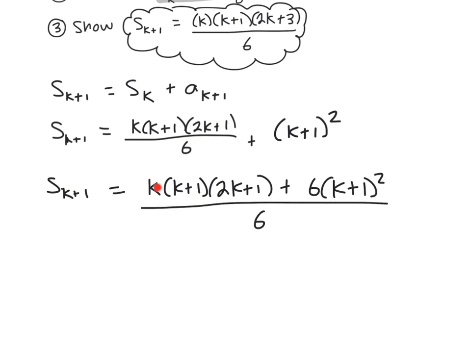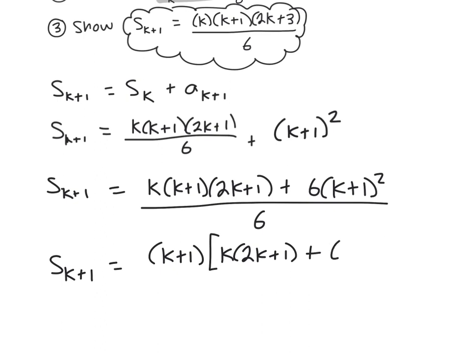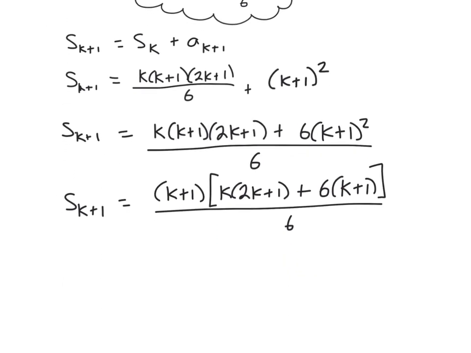So from here, you can look for a GCF. So I notice that both of these terms share k plus 1 as a factor. So we can actually factor that out. So k plus 1. What we have left from our first term is k times 2k plus 1. And what we have left from our second term is 6 times k plus 1, and all of that is over 6. Now from here, I'm going to distribute and combine like terms within my brackets.